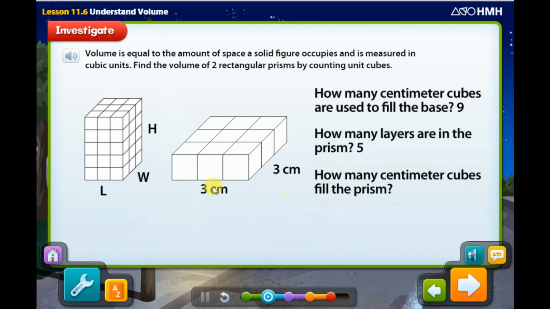So let's multiply 9 in the layer, multiplied by how many layers? Multiplied by 5, that will give you 45. Think, 5 layers times 9 cubes in each layer equals how many cubes? 5 times 9 equals 45. So 45 centimeter cubes fill the prism. The volume of the rectangular prism is equal to 45 cubic centimeters.